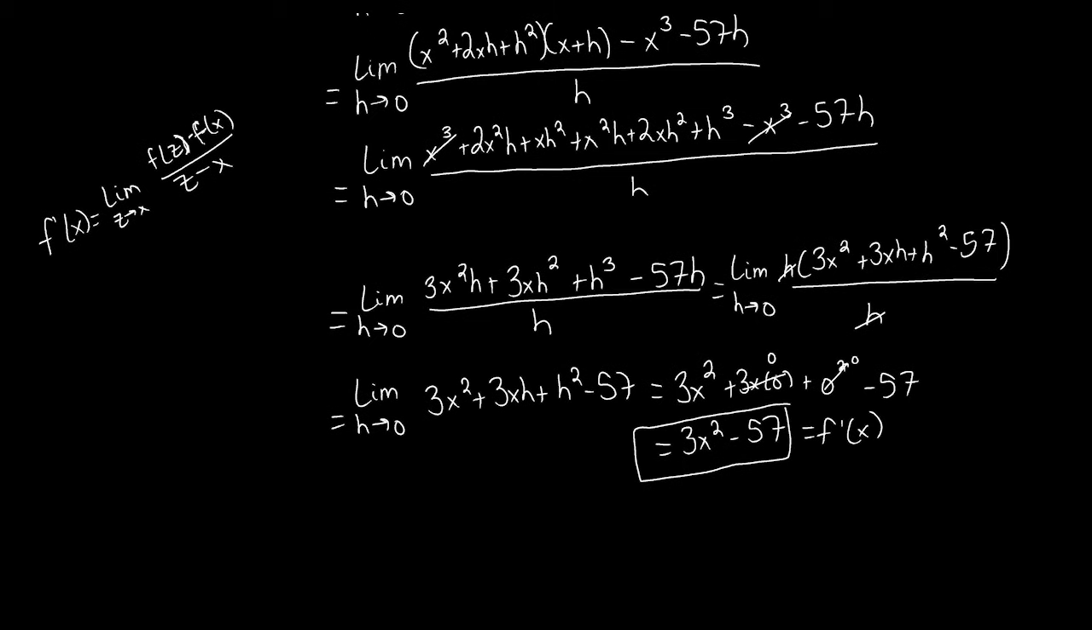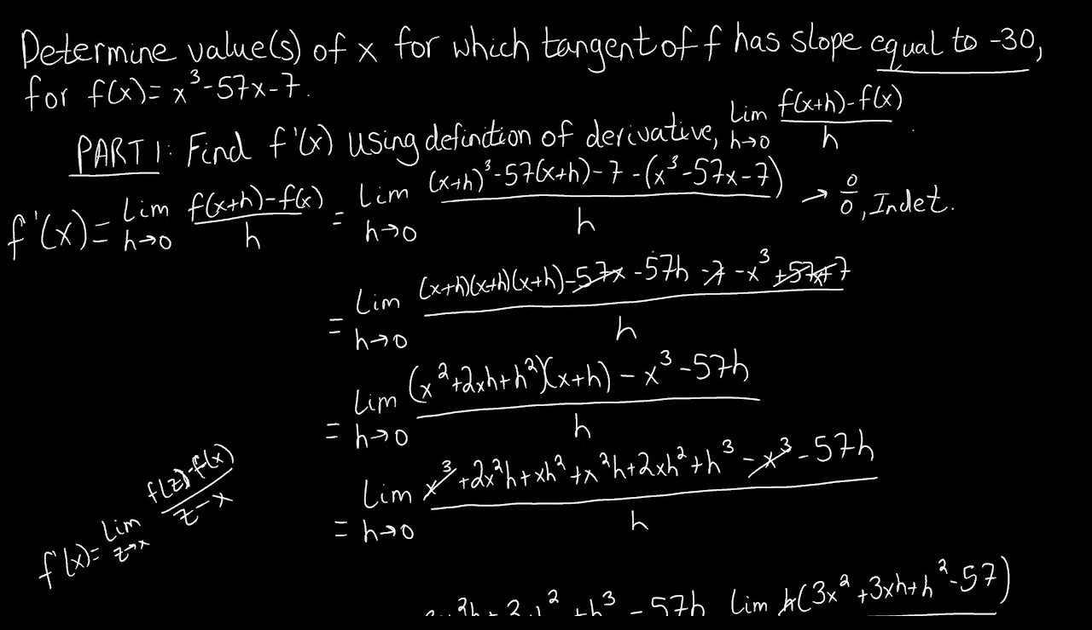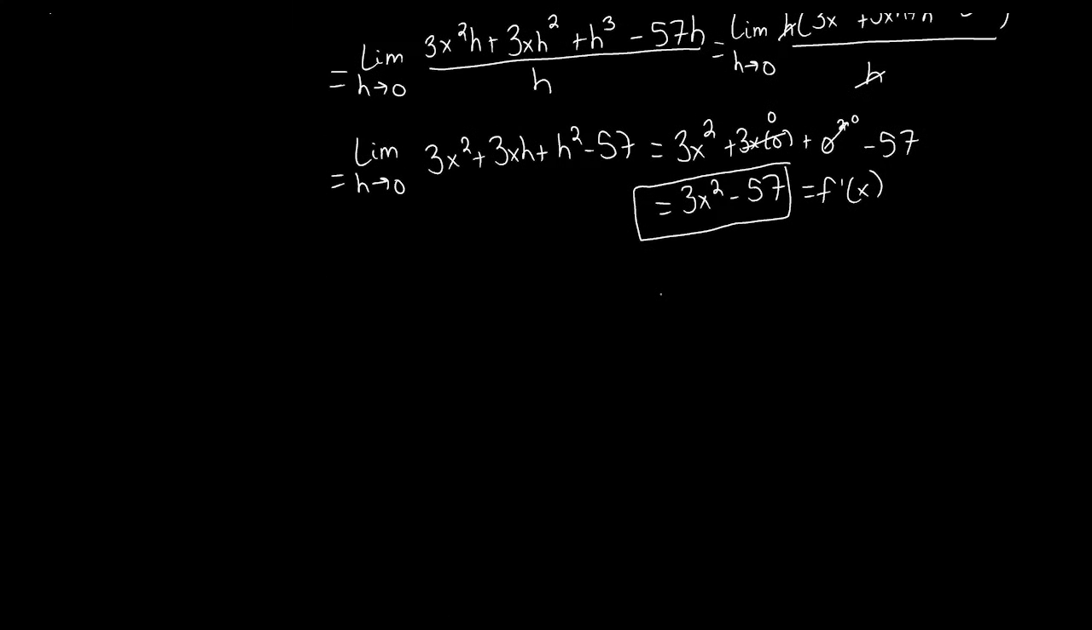And so now that we've satisfied part 1 of our question, which was finding our derivative, we need to go back and look at what part 2 of our question was, which says we want to find the values of x for which the tangent of f has slope, which means the derivative is equal to negative 30. So what we're going to do for part 2 is set our derivative equal to negative 30. So we're going to write that down. So we have f prime of x equals negative 30. And this is, as we said, part 2 of our question.